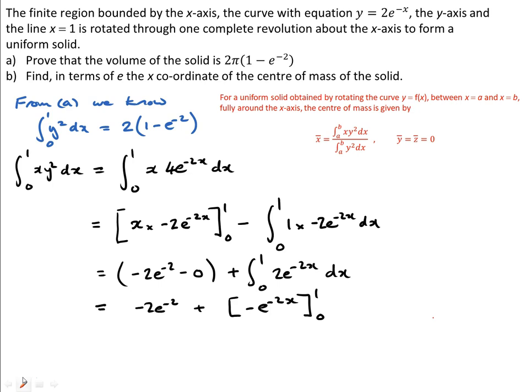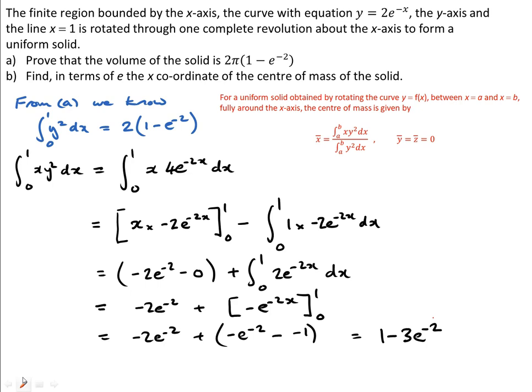2e, the integral of 2e to the minus 2x is minus e to the minus 2x. And I want the value of that when x equals 1, take away the value of that when x equals 0. So that's minus 2e to the minus 2 plus minus e to the minus 2 minus minus 1. In other words, 1 minus 3 lots of e to the minus 2.